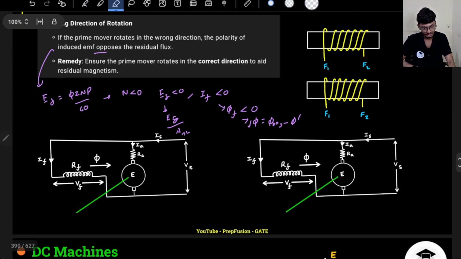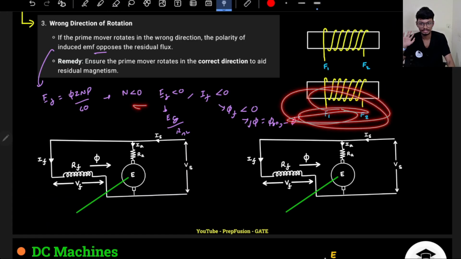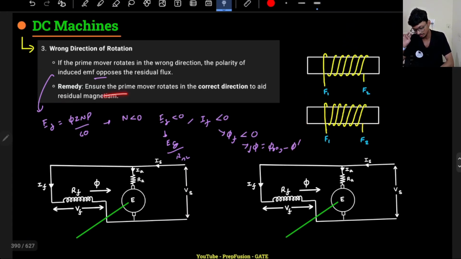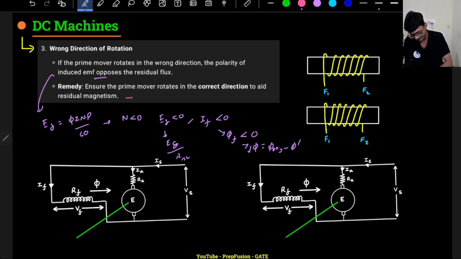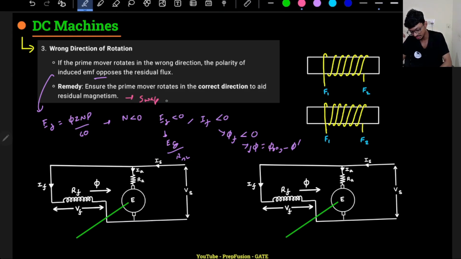So if we are rotating in the opposite direction, again if you change the field terminal direction, it will work. So remedy: ensure the prime mover rotates in the correct direction, or you can swap F1 and F2 again. As both of them are swapped, both of them will be negative, so both of them will aid each other. So again voltage buildup will occur. So we can swap F1 and F2.